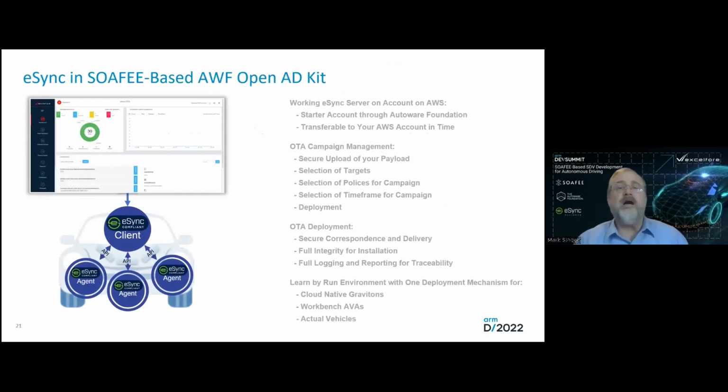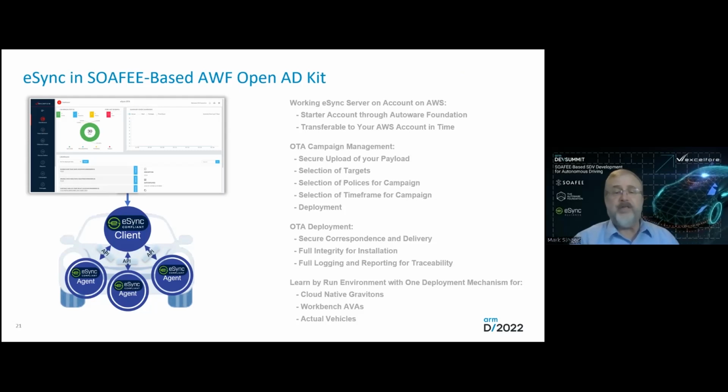So you get a working account on the eSync server, that account on AWS. This is sponsored by the Autoware Foundation with the OpenAD kit, but you can then transfer this to your own AWS account in time. You get OTA campaign management. You get to secure the upload of your payloads. You get to select the targets for your payloads, select the policies for the campaign, select the time frame for the deployment of the campaign, and then you can deploy. When you deploy, you get secure correspondence and delivery of your payloads, full integrity for the installation, and full logging and reporting for traceability purposes.